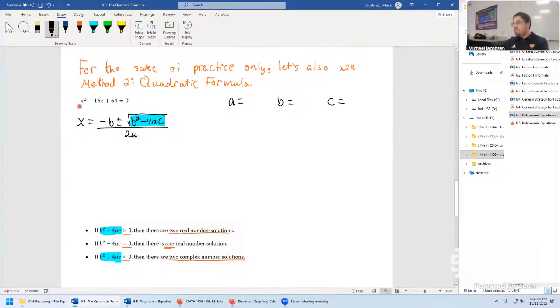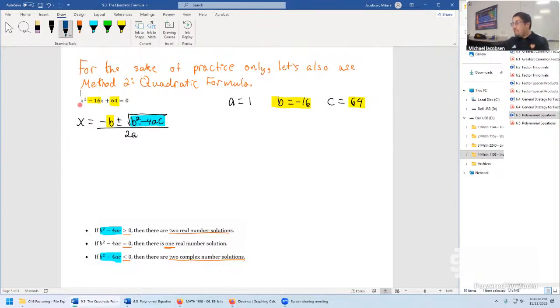In this problem, because this is just x squared, we can think of that as 1 times x squared, and that gives us the a. B on this one is negative 16, and c would be 64. So there's our coefficients. I'll highlight these just for emphasis. That's our b coefficient, and the 64 is our c coefficient.